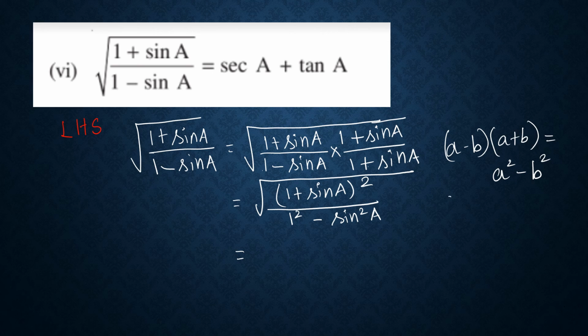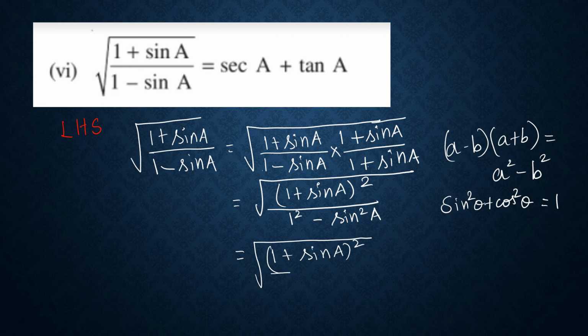We know that sine square theta plus cos square theta equal to 1, right? So using that, 1 minus sine square theta is cos square theta. So square root of (1 plus sine A) the whole square by cos square A. If you take the square root, the square and root will go. So you will get 1 plus sine A by cos A. Cos square A will become cos A, and 1 plus sin A the whole square will become 1 plus sin A.